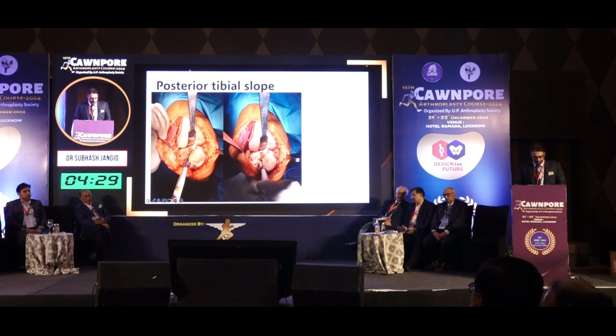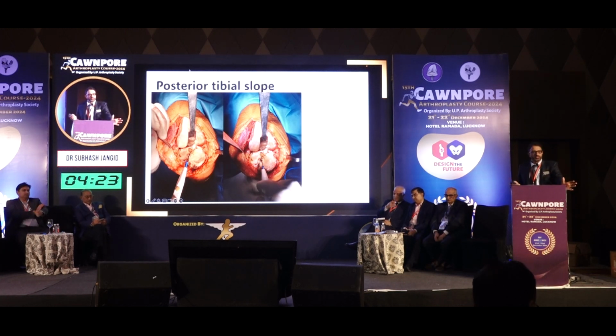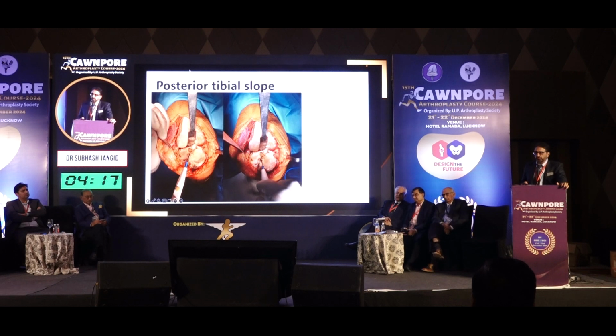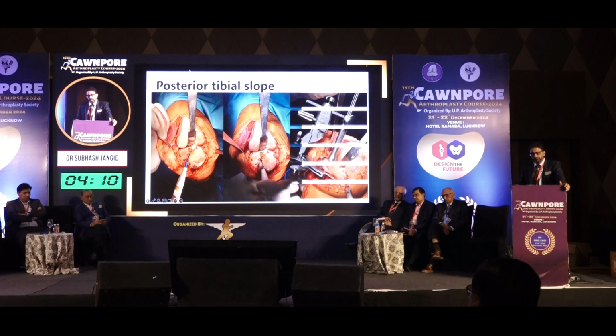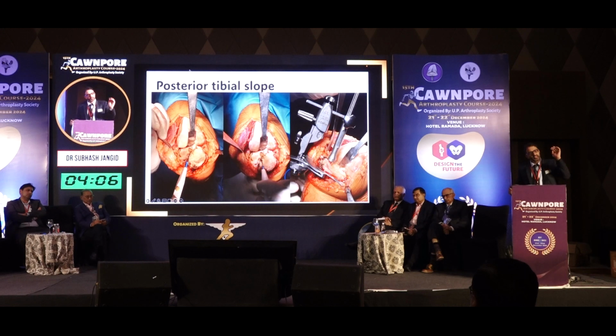Now, a very important thing in a CR knee, we have all seen, is the rollback and the slope. By no computer, no robot, can you decide what slope is the ideal for that particular patient. So that's why I use an IM jig for the tibia cut. As you can see here, we make a line at the center point of the tibia, then you put an IM rod inside and then use the jig.